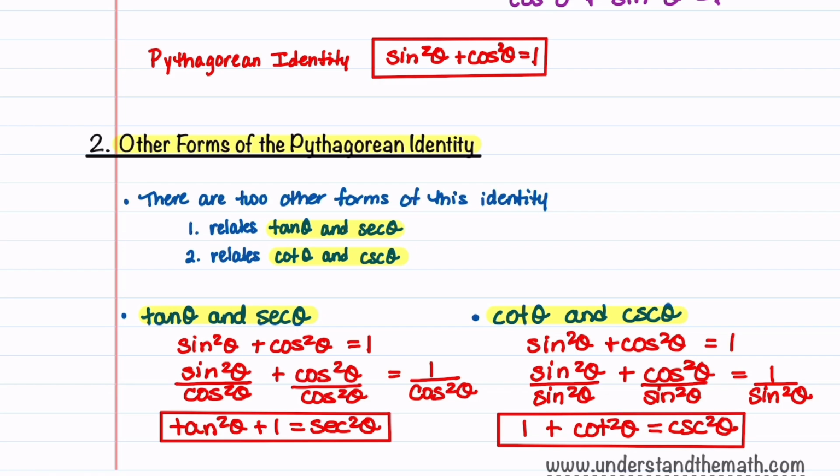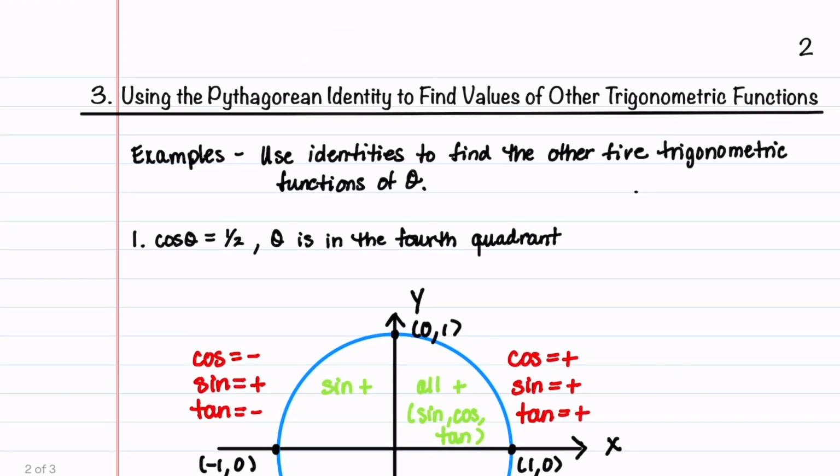I always tell my students that you're welcome to memorize these formulas, and if you don't want to do that, you can just derive them. We'll now walk through two examples where we'll use the Pythagorean identity to find values of other trigonometric functions.